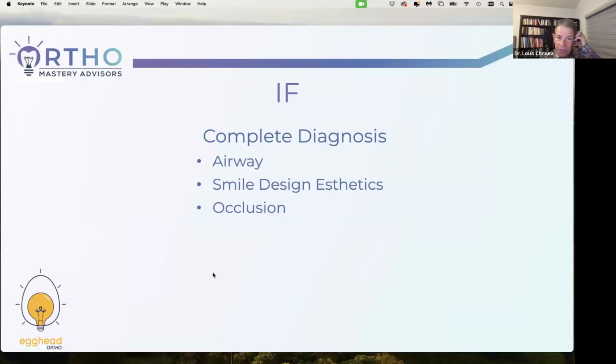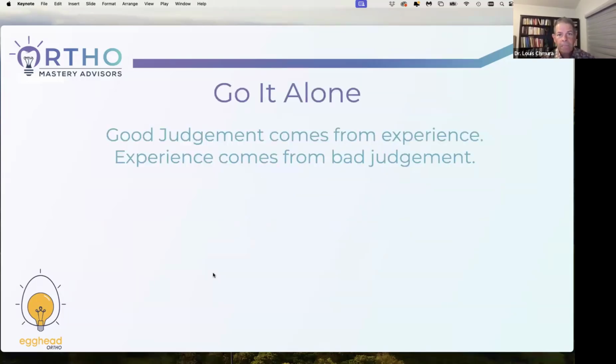So if you do the complete diagnosis, then you have a better chance of winning, of getting everything right, and of having more cases. So you can go it alone, and that's what most of us did. I mean, I got out of school. I went to ortho school at Michigan, and I graduated, and I went into practice, and I started figuring stuff out. Went to a lot of CE. Honestly, good judgment comes from experience, and experience comes from bad judgment. I made a lot of dumb mistakes. You don't have to do that.